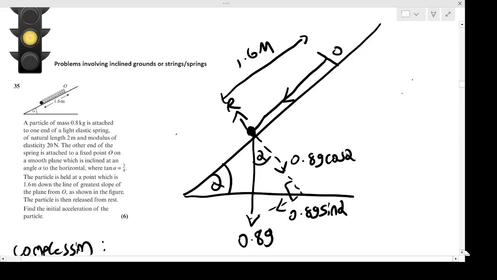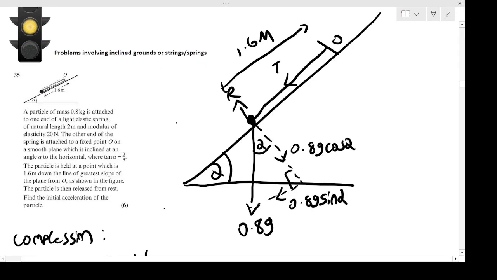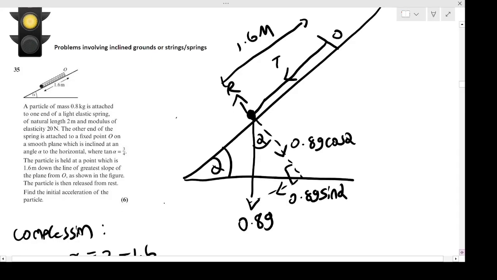So there's my force T there, and they're all my forces then. There's no friction involved here, by the way, simply because it's a smooth plane, a smooth surface. Remember, smooth means no friction, so there's no friction between the particle and the surface.